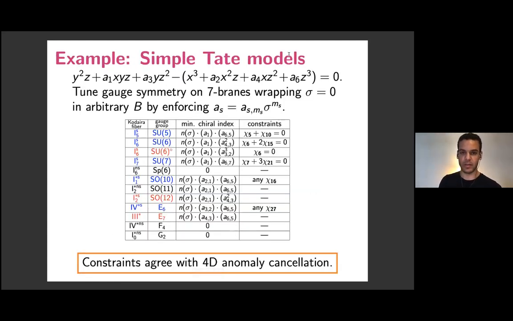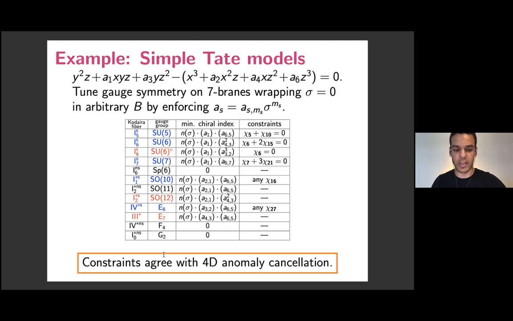So here's an example. Some of these results have appeared in the literature already, while some of them are new. We can look at so-called simple Tate models in F-theory with simple gauge group. We start with the long form of the Weierstrass equation, and we can tune gauge symmetry on 7-branes that are wrapping a particular codimension-1 subset of the base by enforcing a particular order of vanishing for each of these parameters, a_i, appearing in the Weierstrass equation.